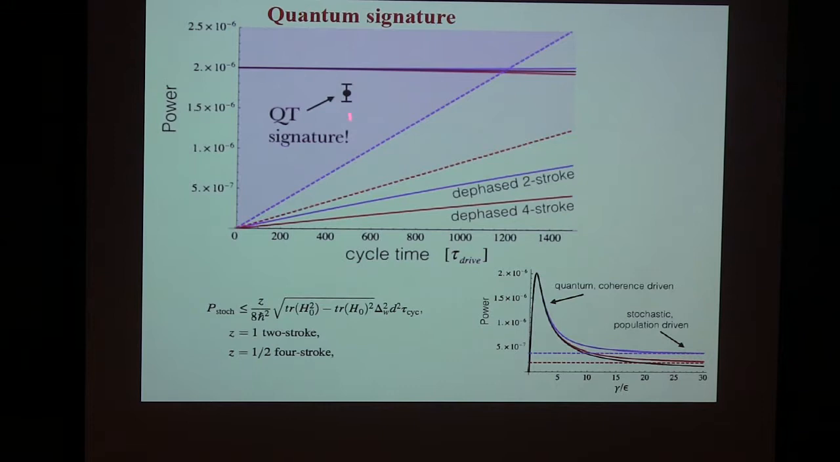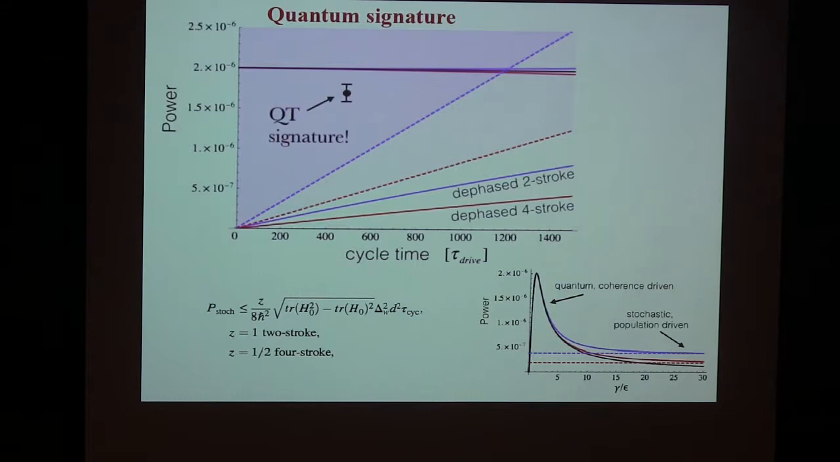If we are in this region of power and we compare it to a stochastic engine, if we find that our power is in this region, we know we're quantum. So what do we compare to? We compare to a stochastic engine. What is a stochastic engine? It has no coherence at all. It only works on populations. So you can see this is kind of the limit. This is the limit of a dephased two-stroke engine, a four-stroke engine, and if we're up here, there's no way we can do that without coherence.